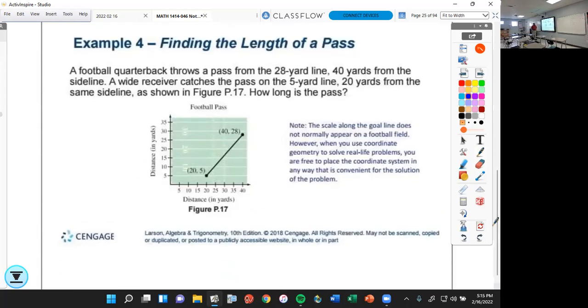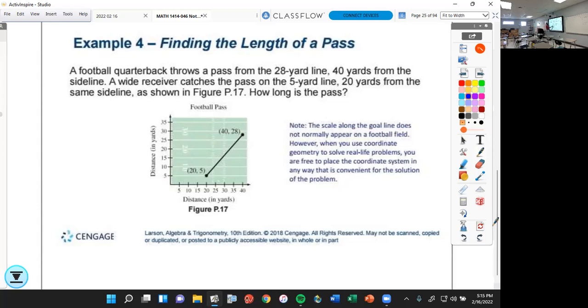A football quarterback throws a pass from the 28-yard line, 40 yards from the sideline. A wide receiver catches the pass on the 5-yard line, 20 yards from the same sideline. How far was the ball thrown?